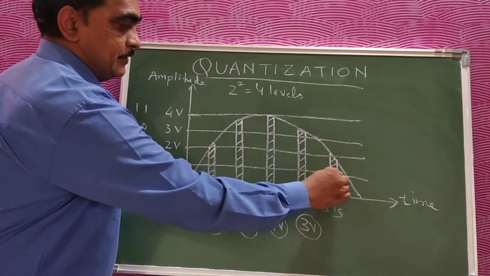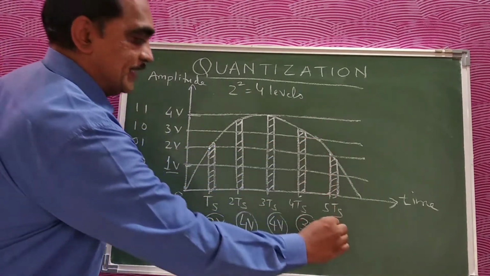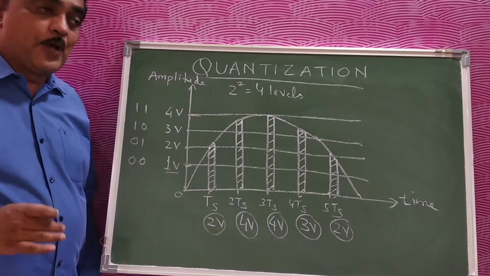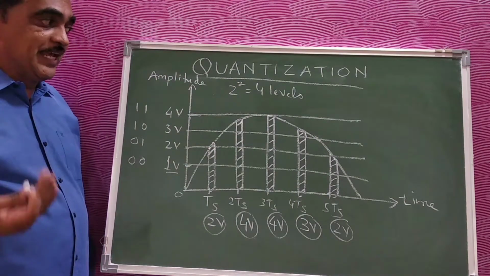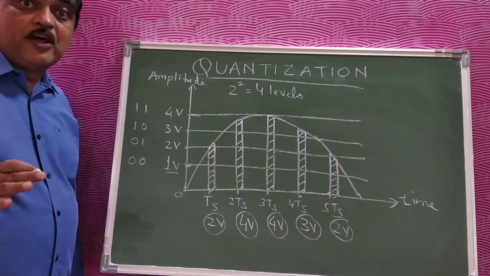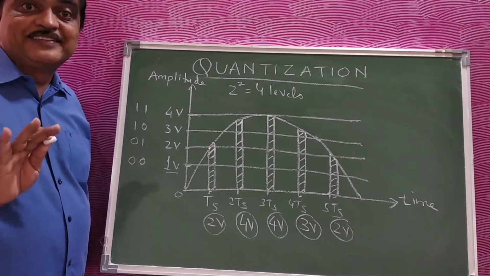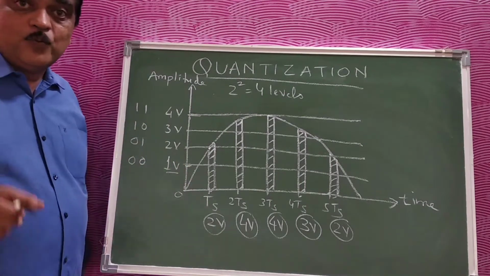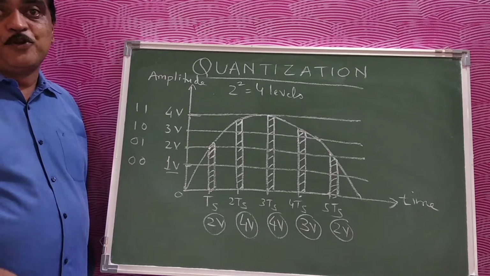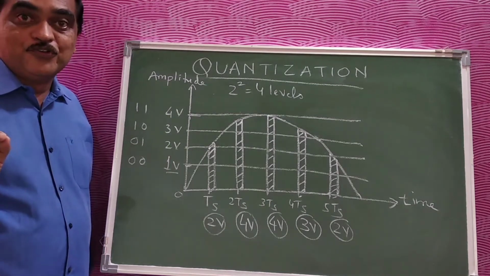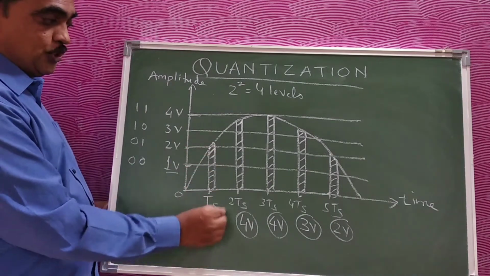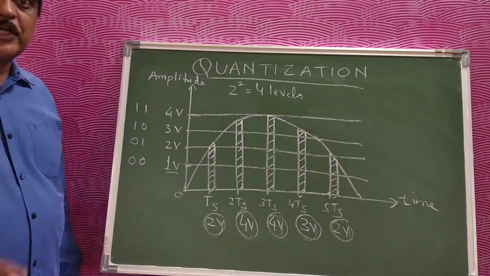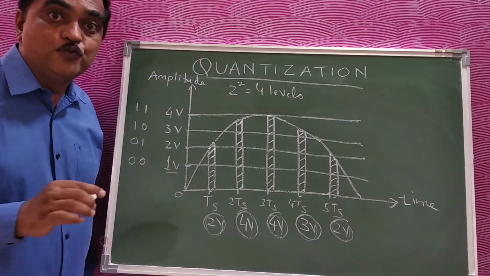Then you can take the fifth sample. The fifth sample is around 2 volt, so you can take it as 2 volt. Now all these samples which were having intermediate values like 2.2, 3.8, 3.2, were rounded off to either 1, 2, 3, 4. These are standard, fixed values. So here the sample will have discrete time and discrete amplitude also. The first sample is 2 volt, second sample is 4 volt, third sample is 4 volt, fourth sample is 3 volt, fifth sample is 2 volt. So the decimal points have gone. You have rounded off to some fixed levels.